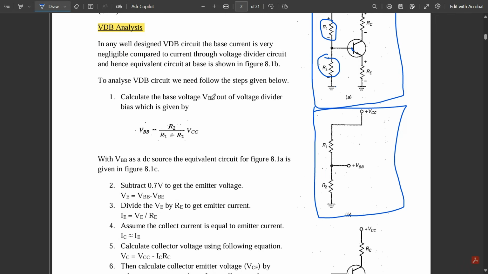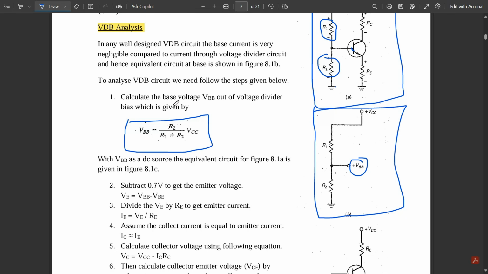First is to calculate the base voltage VBB, out of the voltage divider bias. This is the formula you need to remember for VBB: it is given by R2 divided by R1 plus R2, into VCC. So VBB is equal to R2 into VCC divided by R1 plus R2. This is the first step for the VDB analysis. Remember that in VDB analysis, one problem would definitely be asked where they tell you to find the parameters VBB, VE, IE. For that, you need to follow these steps.